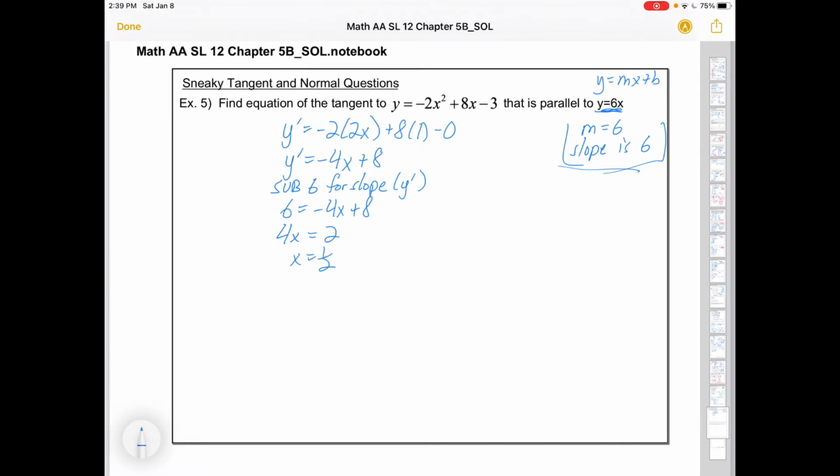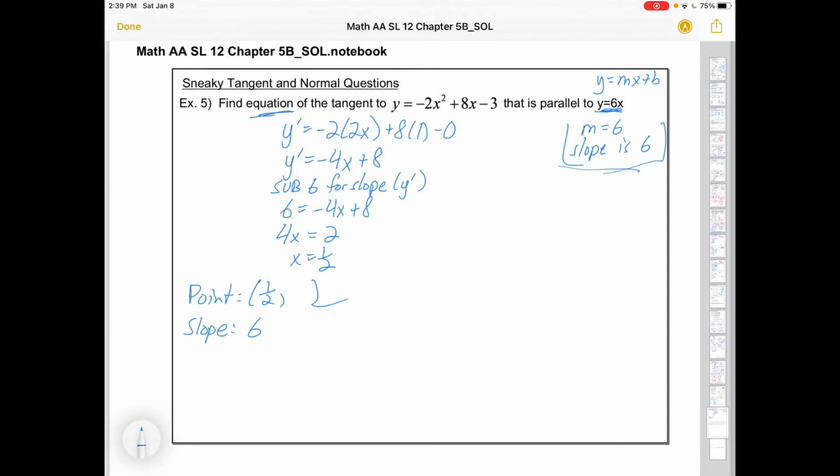We're not done on the question. Really, we're at the point where we would normally start the question, where they'd give us the x value. We do know what the point of tangency is, or at least half of what the point of tangency is. We do know the slope. Those are the two things we need for the equation of any line. So the point is at x equals a half, and the slope we know is 6, because they told us it has to be 6.